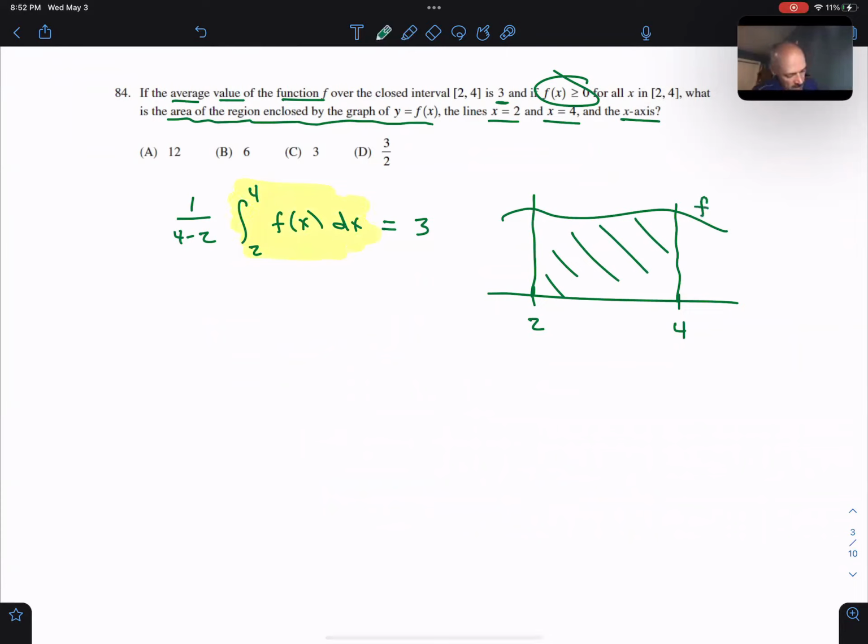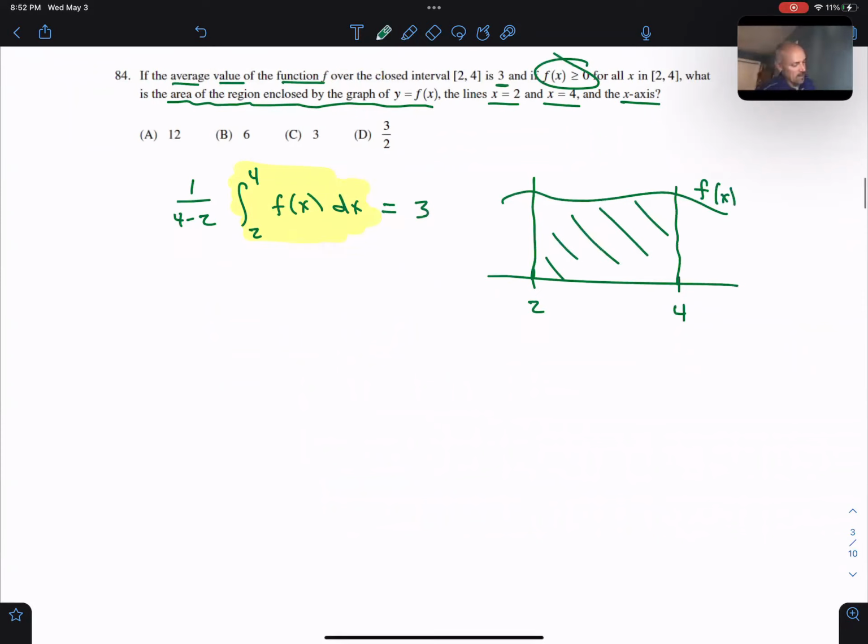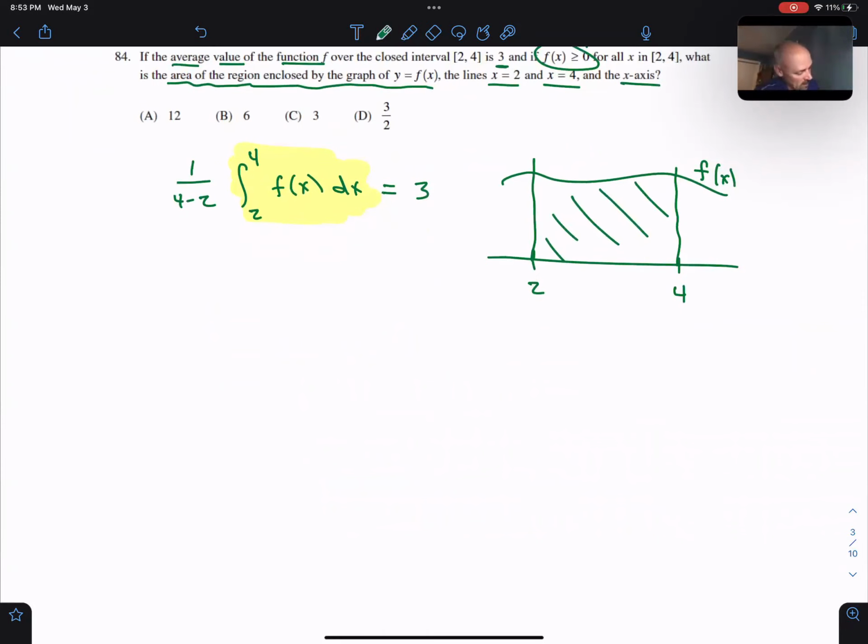Okay, because that's f of x. Well, all we need to do, 1 over 4 minus 2, that's 1 over 2. We just need to solve for this. So I'm just going to multiply both sides by 2, cancels that, and we're saying that that is equal to 6. We're in the mix. That's our answer. I like it.